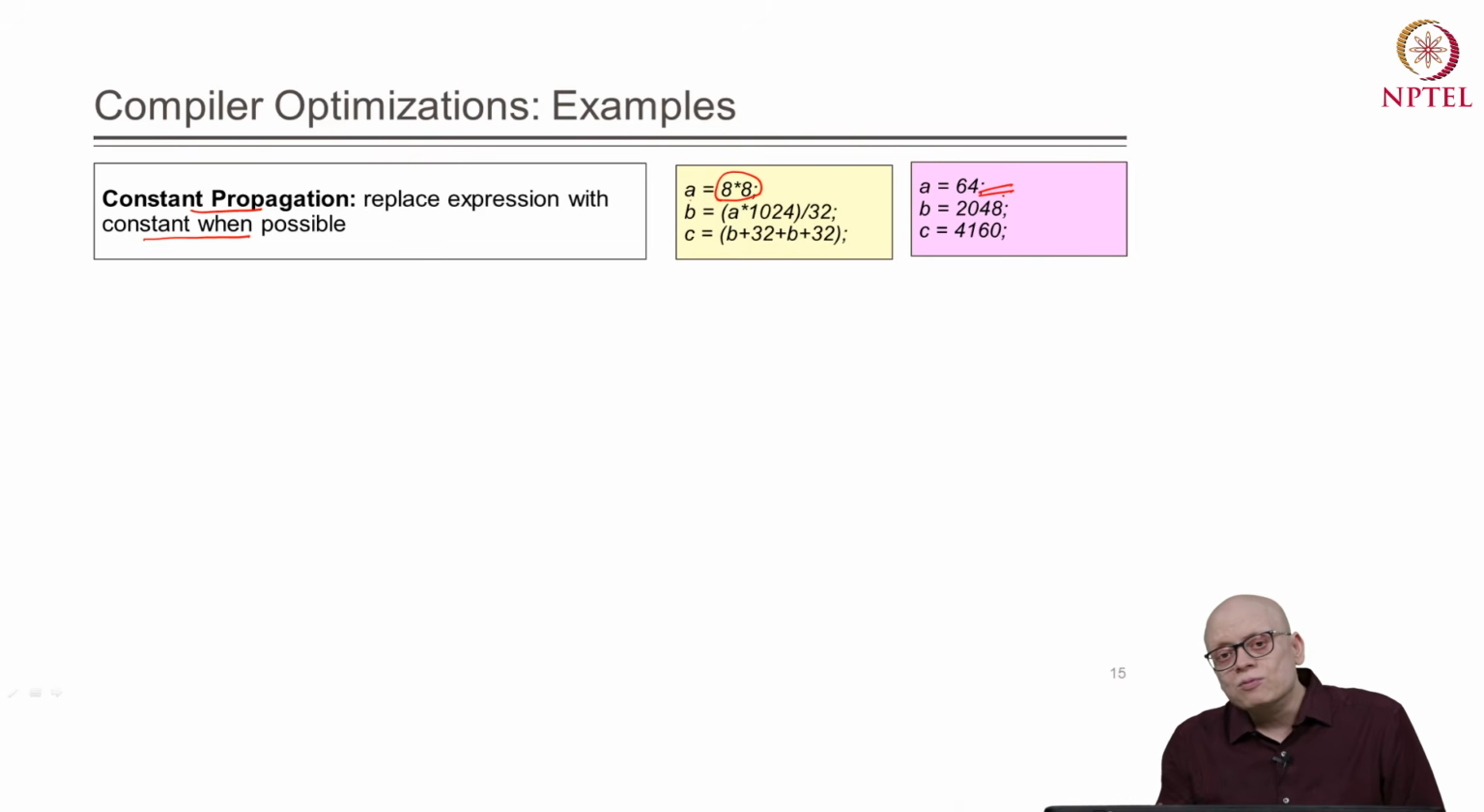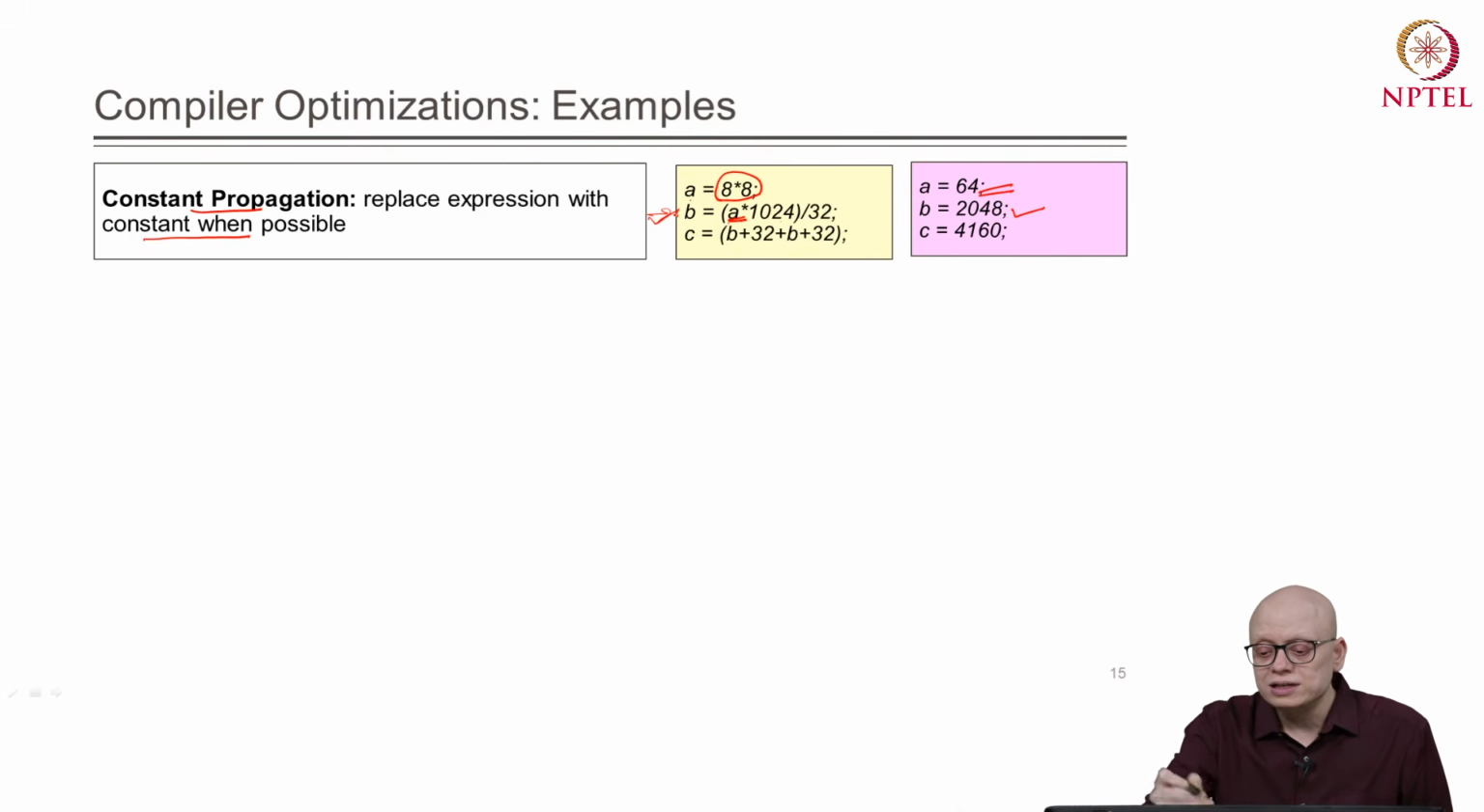Similarly, once one variable is known to be constant, then wherever it appears, for example, in this expression B is equal to A star 1024 divided by 32. A is now known to be a constant, that is, its value is 64. So now B can also be evaluated to a constant, and once B is known to be constant, C is also evaluated to be a constant, and its value is 4160.